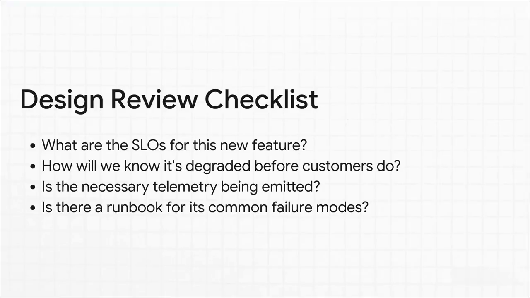So how do you make that real? You bake these questions right into your process. Before a single line of code is even written for a new feature, your team is already asking, what are the SLOs for this? How are we going to know it's failing before our customers do? Is it instrumented with the right telemetry? And is there a runbook for when it inevitably breaks? You start treating observability as a first-class feature, not an afterthought.